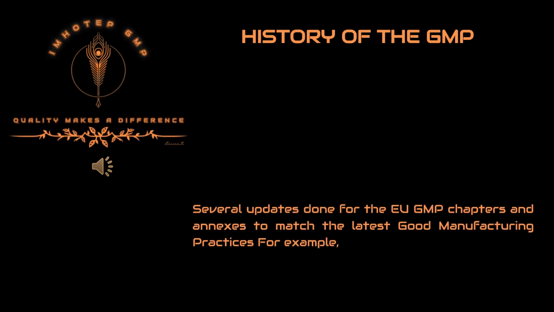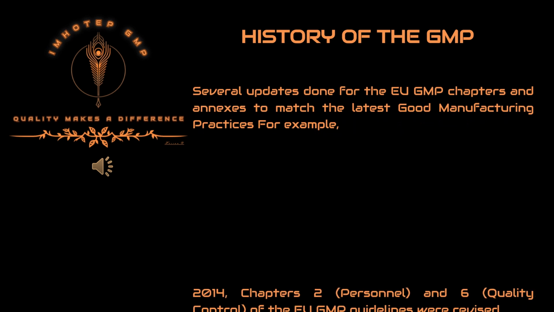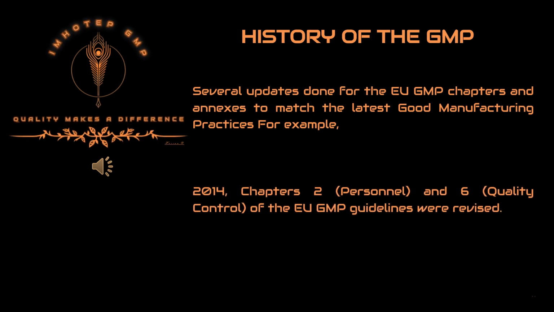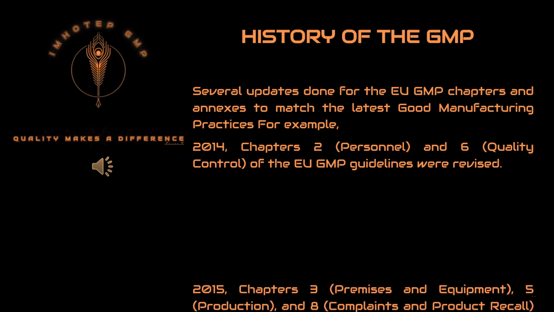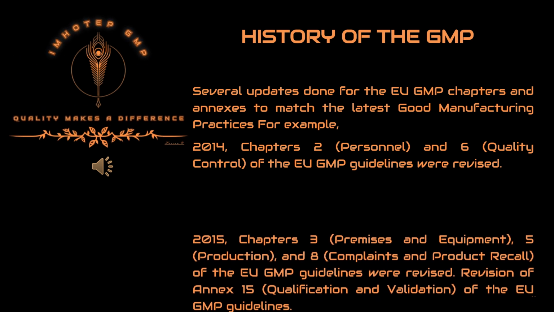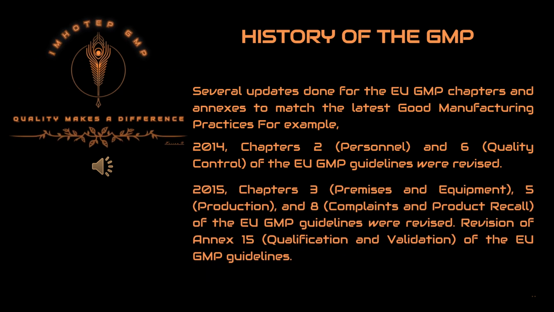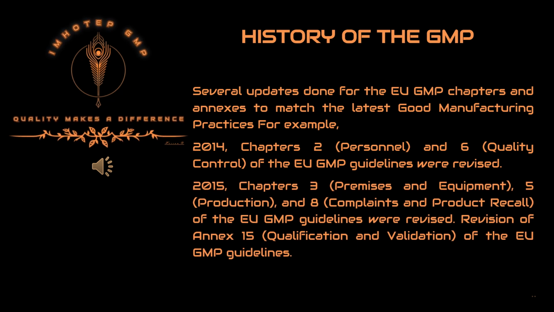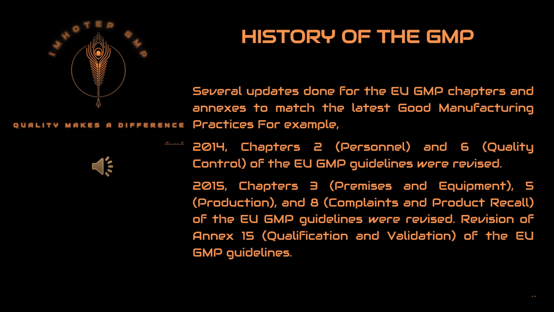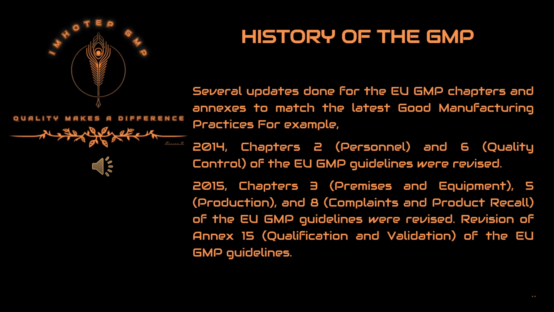Several updates were made to the European Union GMP chapters and annexes to match the latest good manufacturing practices, for example: 2014, Chapters 2, Personnel, and 6, Quality Control, of the European Union GMP Guidelines were revised. 2015, Chapters 3, Premises and Equipment, 5, Production, and 8, Complaints and Product Recall, of the European Union GMP Guidelines were revised. Revision of Annex 15, Qualification and Validation, of the European Union GMP Guidelines.